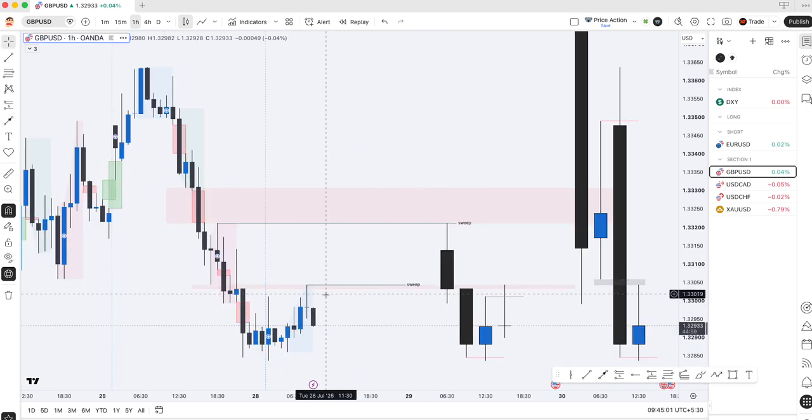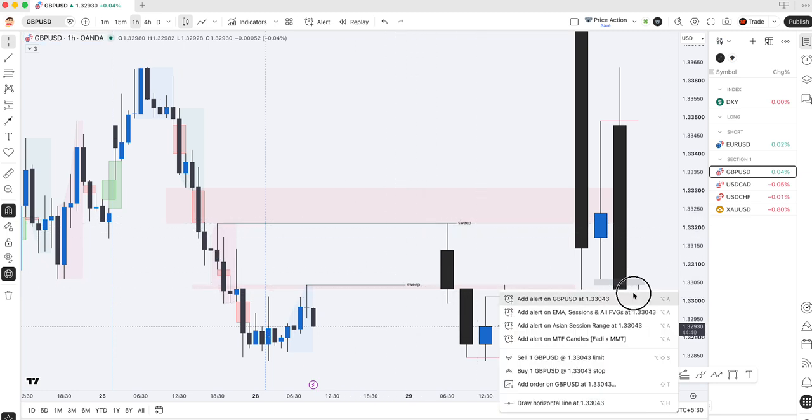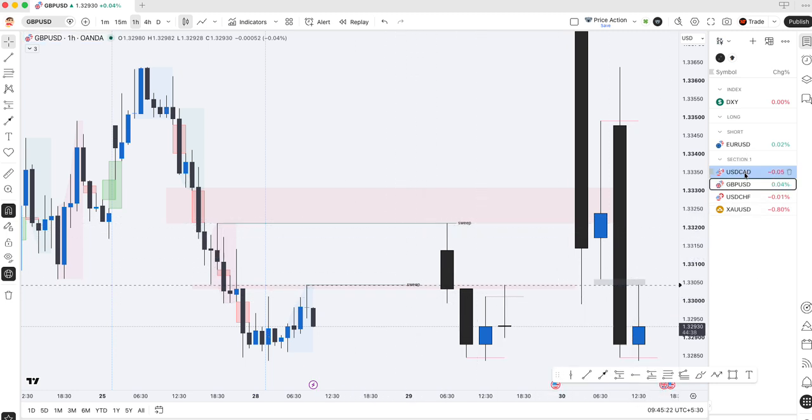The other thing is if London just breaks, then same as EU and DXY, we go up, London closes somewhere over here, New York opens, we get a sweep, we get a tap into the fair value gap, and then we get a close back into the London session. So it's possible to take a trade here on London open in GU. So I'll keep it in my bearish.